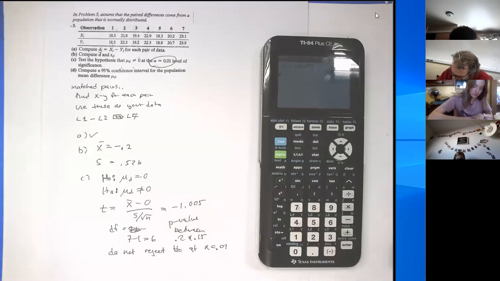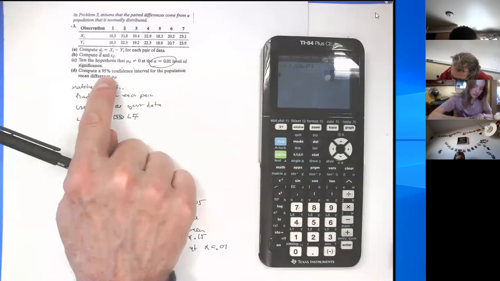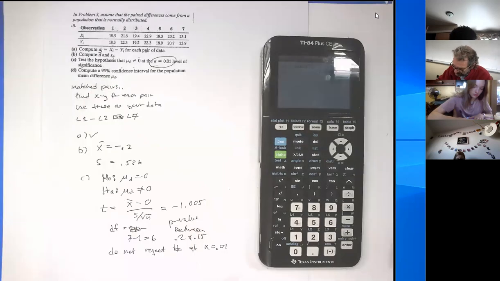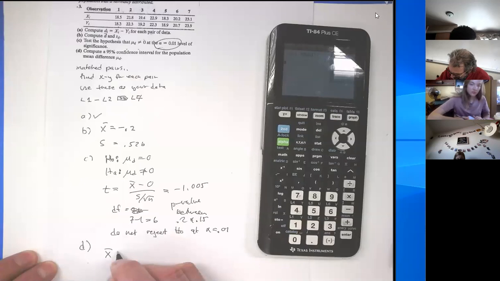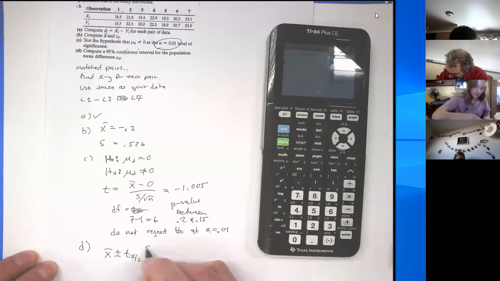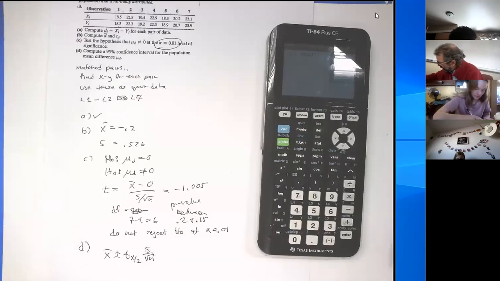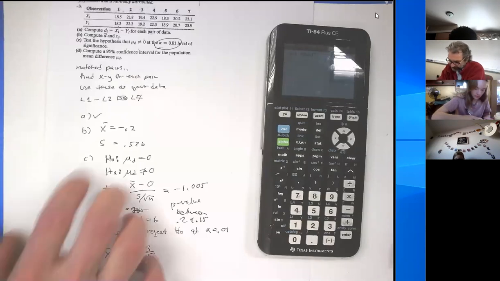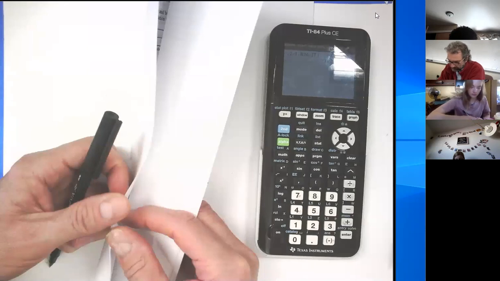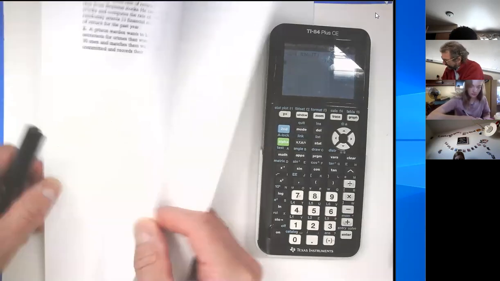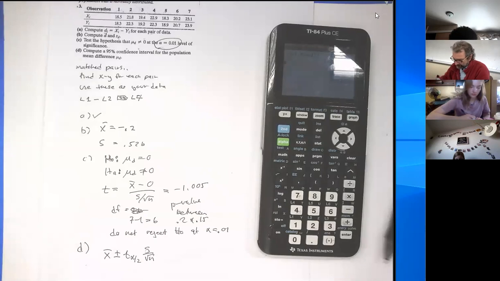And then it says compute a 95% confidence interval for the population mean difference for D. So that's x bar plus or minus t alpha over 2 times s over root n. Let's check that. Got some formulas here. Didn't pull them out. Hang on. Back here. Somewhere around here. Here we go.